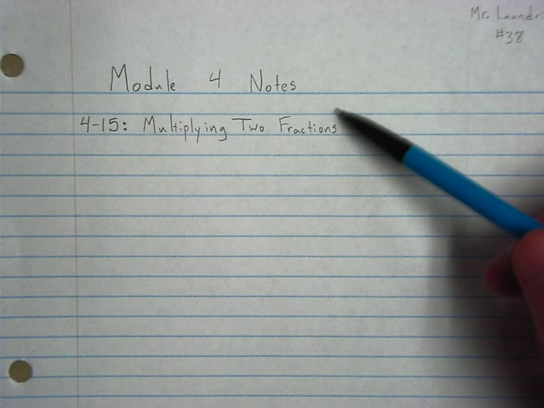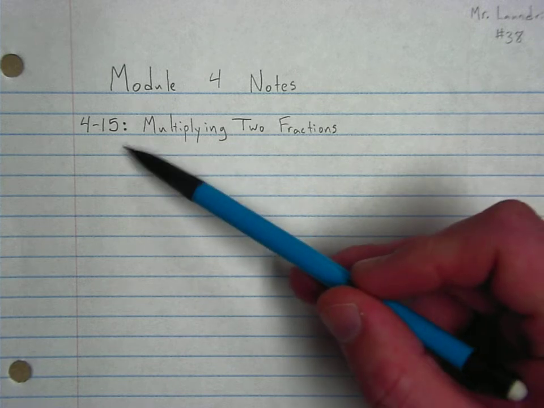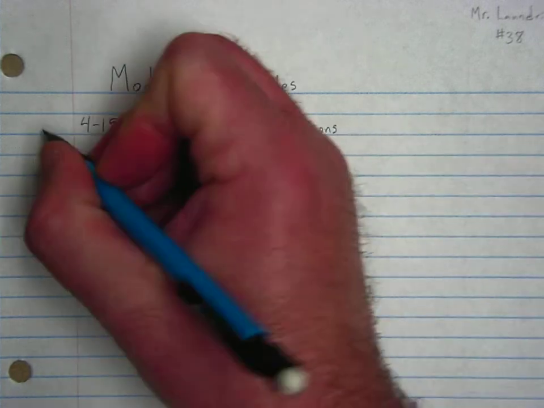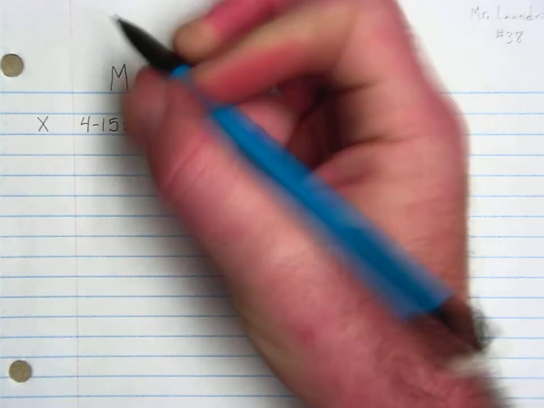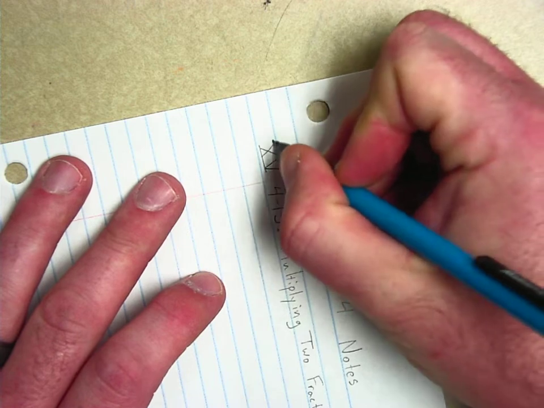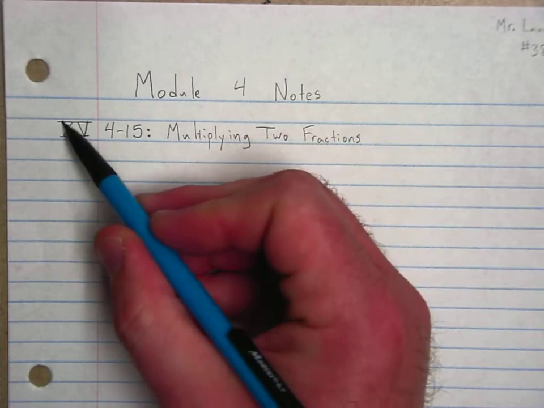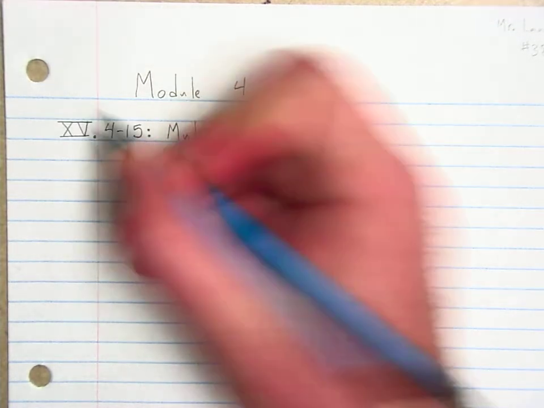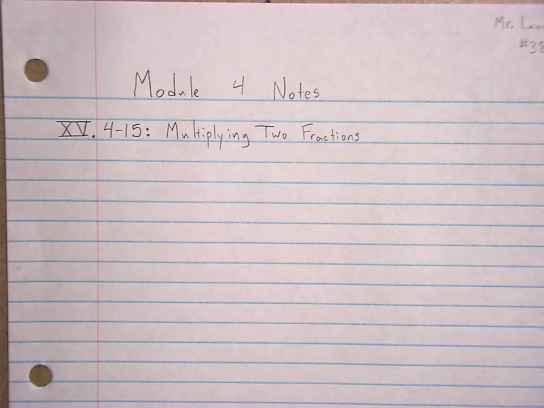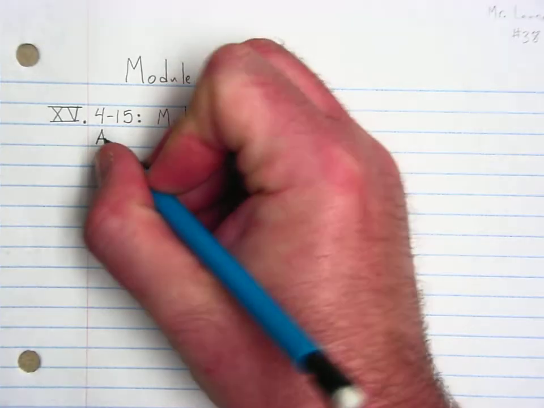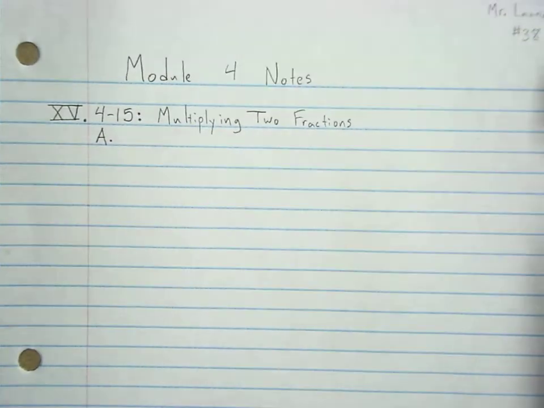For these Module 4 notes, we're going to look at Lesson 15, 4-15, multiplying two fractions. This is going to be pretty similar to the fraction multiplication we've done recently. I'm going to spend a little more time talking about cross-canceling today. XV, 10 with 5 more, is our Roman numeral. And then we'll dive right into it. Now, aside from the cross-canceling itself, not a ton of vocabulary.